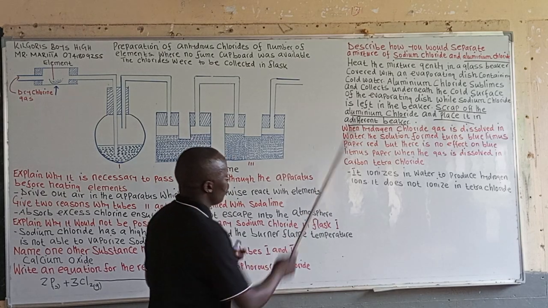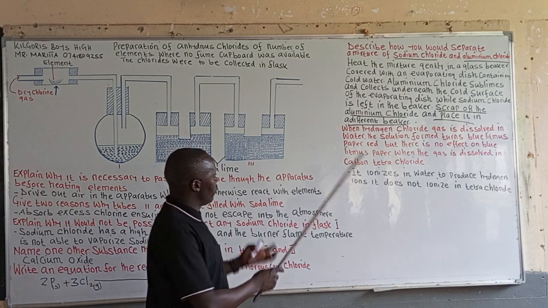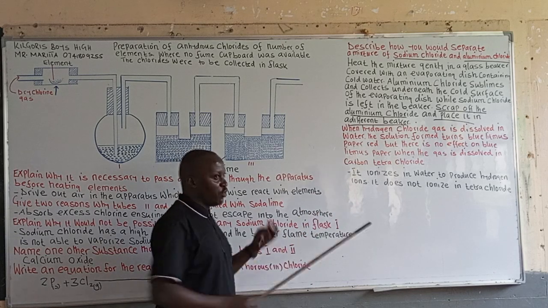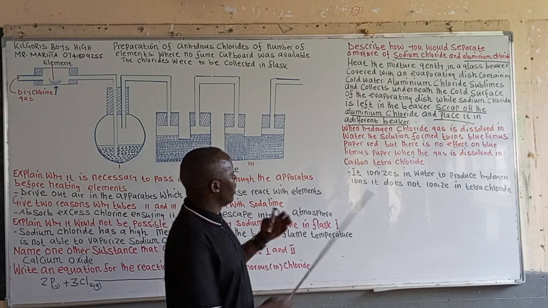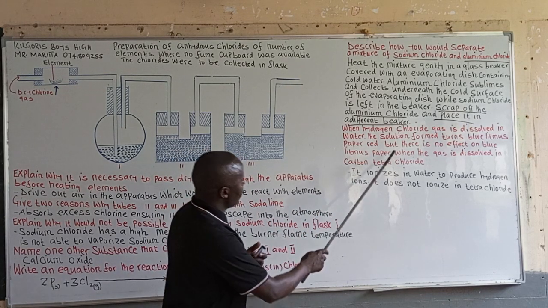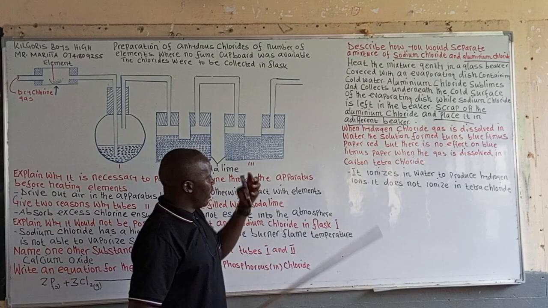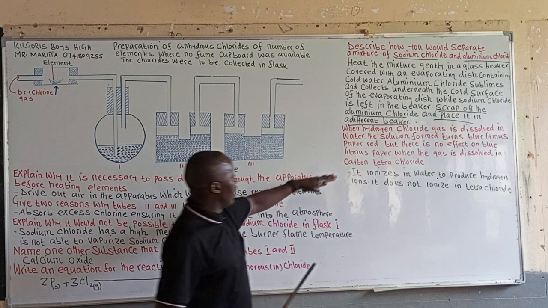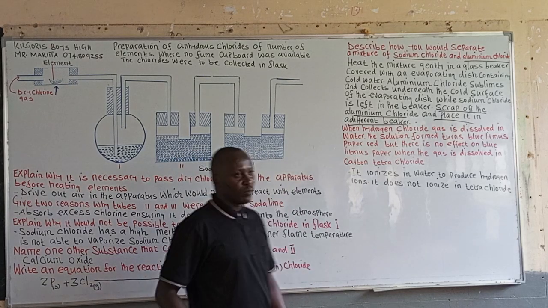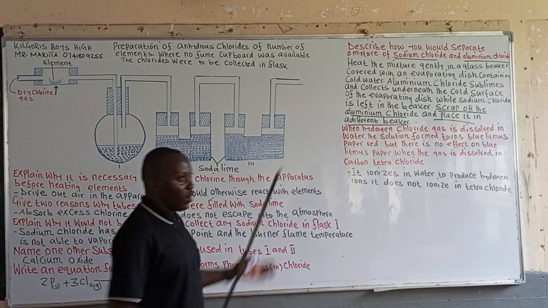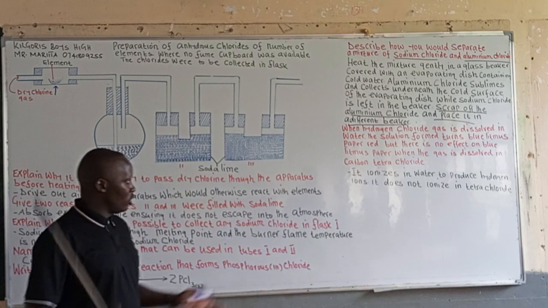When hydrogen chloride gas is dissolved in water, the solution formed turns blue litmus paper red. But there is no effect on blue litmus paper when the gas is dissolved in carbon tetrachloride. So you are supposed to give the reasons why.